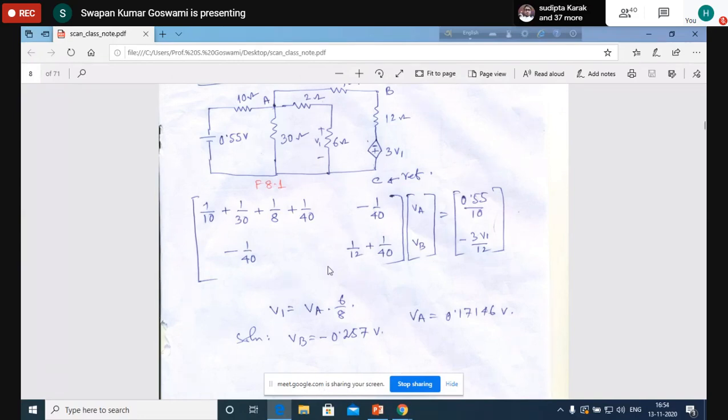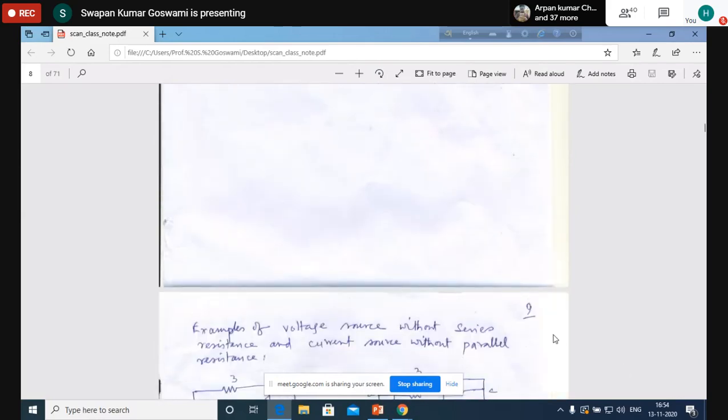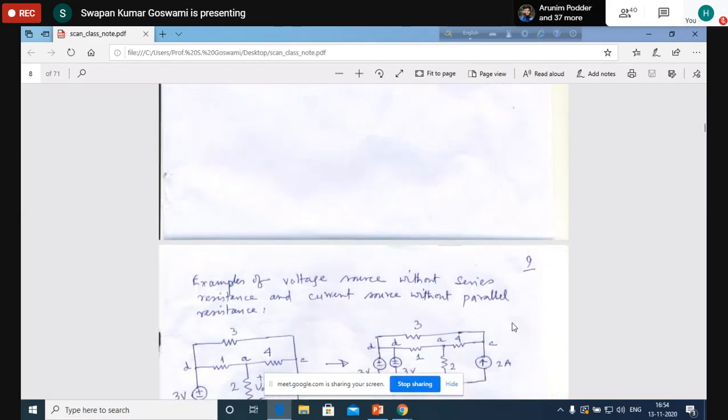Is it clear? Now once you can write this, obviously you can solve. You can solve for VA, you can solve for VB, no matter. Very simple. You can write the matrix, you can solve it. Is it clear? Yes, sir. Okay. Next, we shall have to consider more examples so that everything becomes clear here.